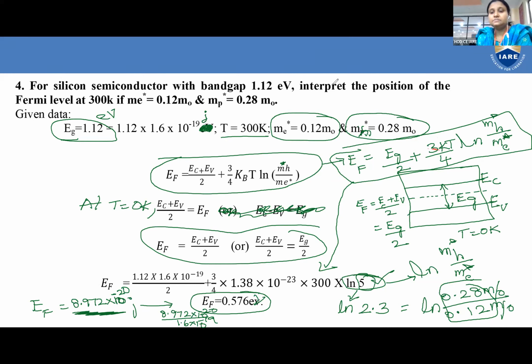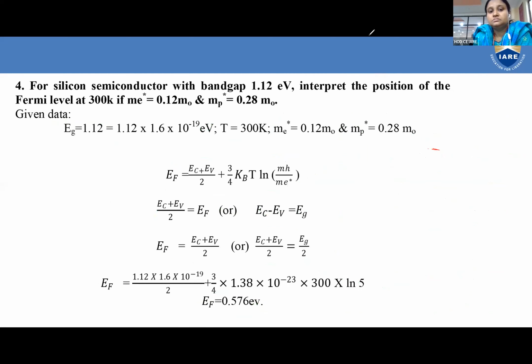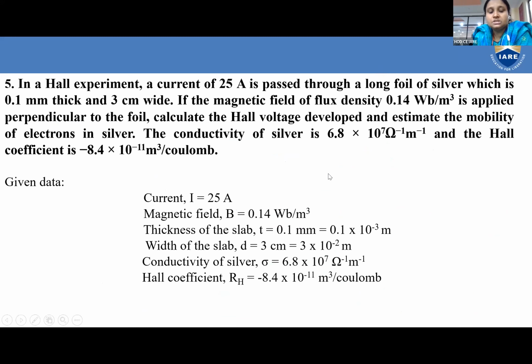I'm changing the slide. So we'll go for the next problem. So this is our problem, students. So all of you note down this. Take down this problem.